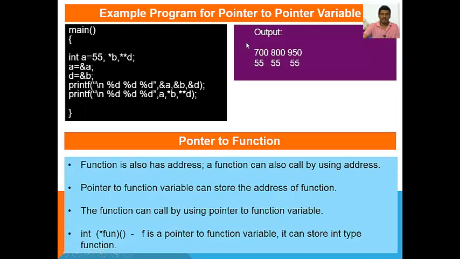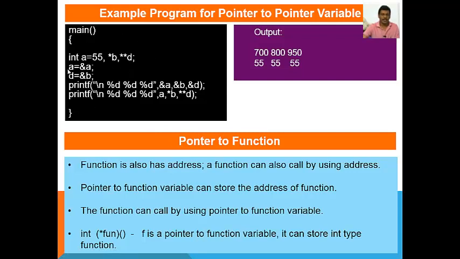There is an example program for pointer to pointer variable. Integer a equal to 55, star b, double star d. A is an ordinary variable, so it holds 55. Star b is a pointer variable. The size is 2 bytes. A pointer to pointer variable is also 2 bytes. So the size of a pointer variable or pointer to pointer variable is 2 bytes only, independent of data types.